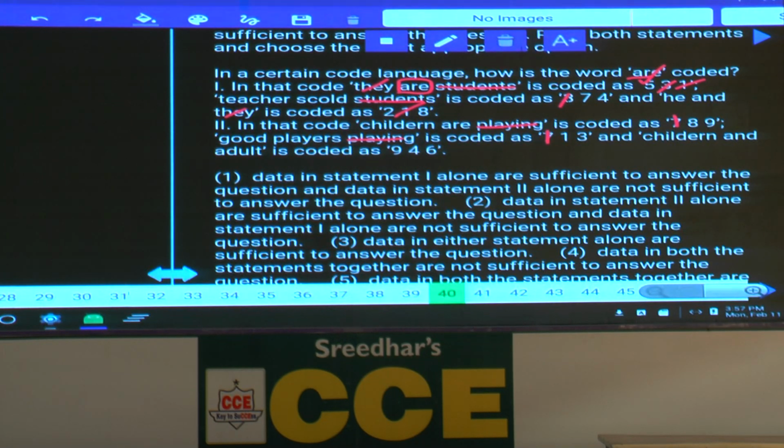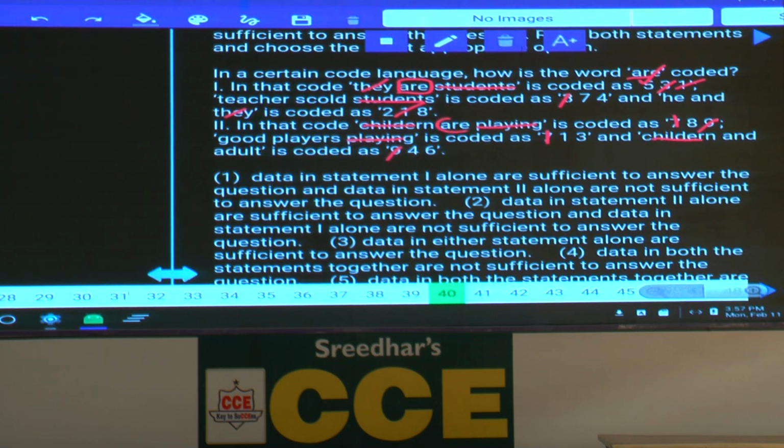Hence the code to the word playing is 7. Then children and adult. Now children is common between these two, and the code which is common is 8, 9. Now 9 is common between them. Hence the code to the word children is 9.